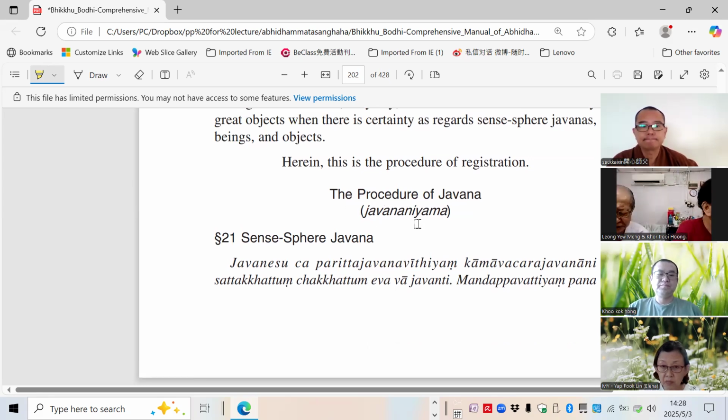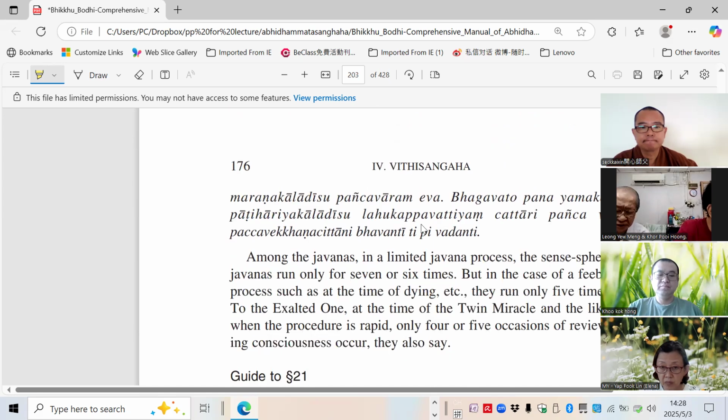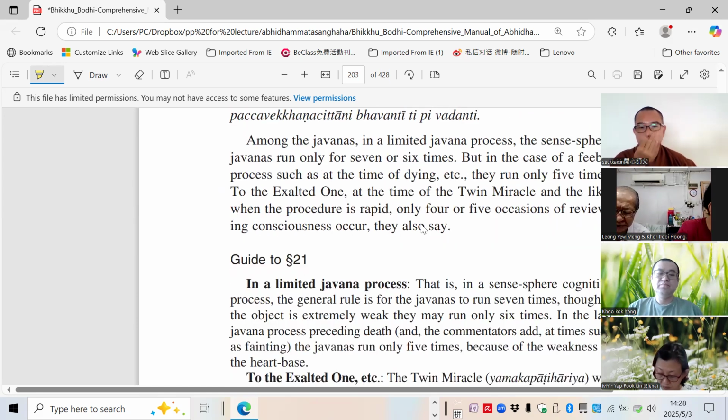Among the javanas, in a limited javana process, the sense sphere javanas run only for 7 or 6 times. But in the case of a feeble process such as at the time of dying, etc., they run only 5 times. To the exalted one, at the time of the twin miracle and the like, when the procedure is rapid, only 4 or 5 occasions of reviewing consciousness occur, they also say.